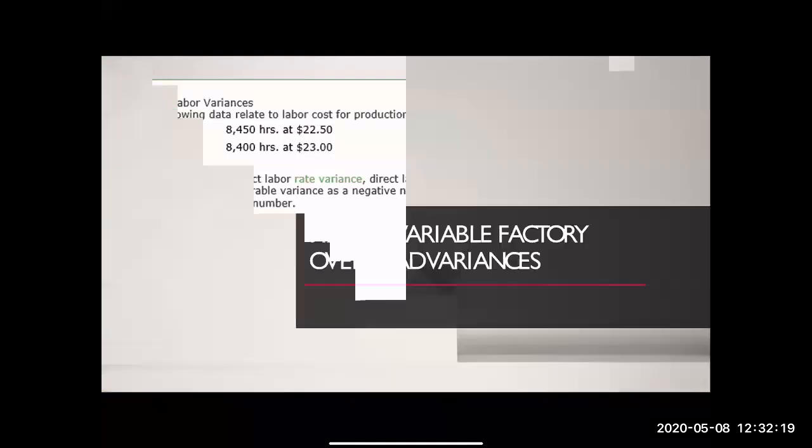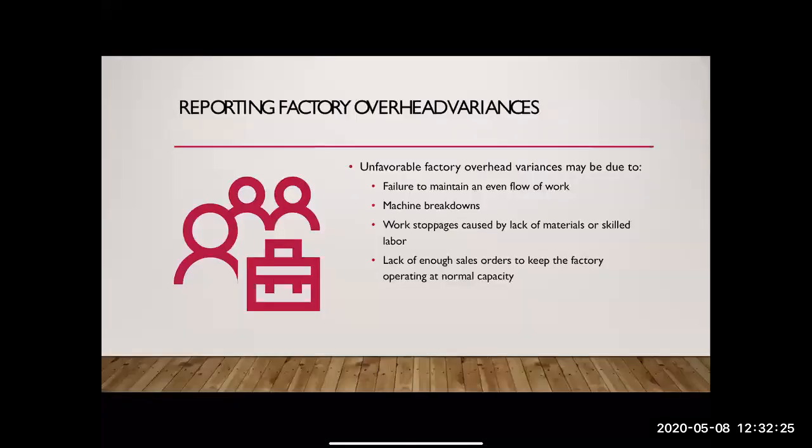Okay. All right. So moving on, we have fixed and variable factory overhead variances. We're not going to get into the math behind it in this class, but I do want to talk about the narrative behind it. When there's an unfavorable factory overhead variance, this could be due to a failure to maintain an even flow of work, or machine breakdowns, because factory overhead all deals with property taxes for the facility, insurance, depreciation, utilities, and so forth. If there are variances, they could all be related to these items.